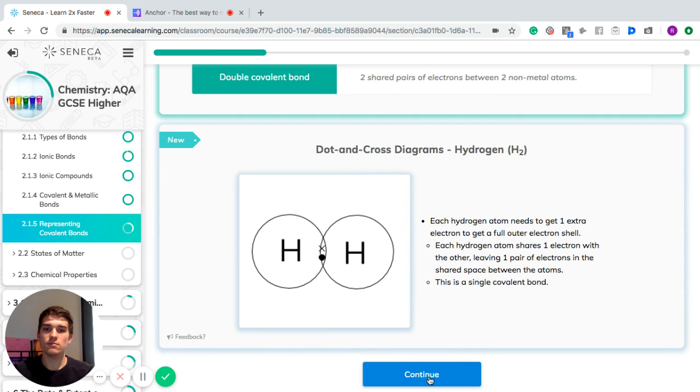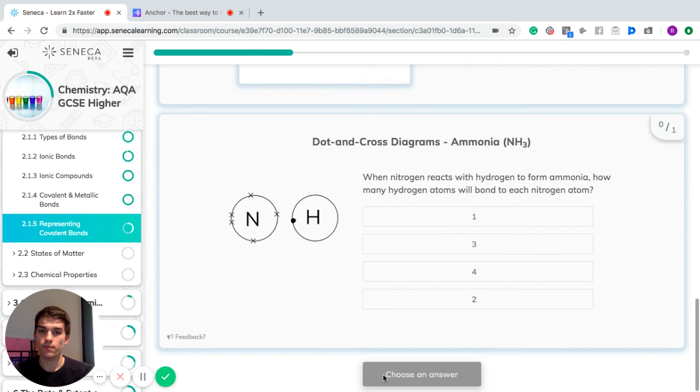In hydrogen, which is H2, each hydrogen atom needs 1 extra electron to get a full outer shell of electrons. Each hydrogen atom shares 1 electron with the other, leaving 1 pair of electrons shared in the space between the atoms. So that's a single covalent bond.